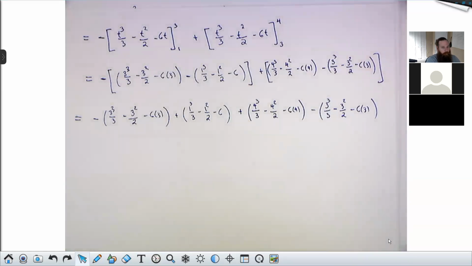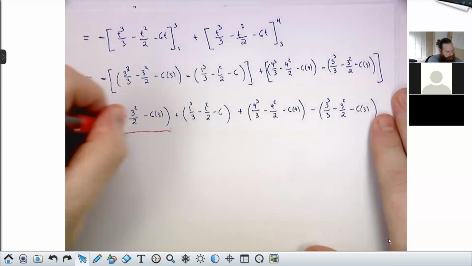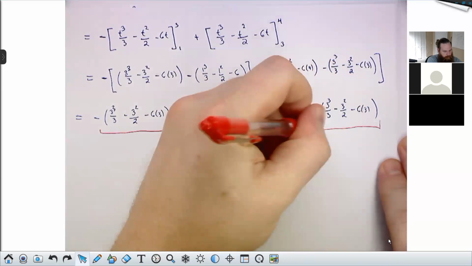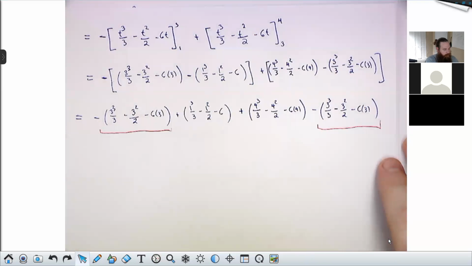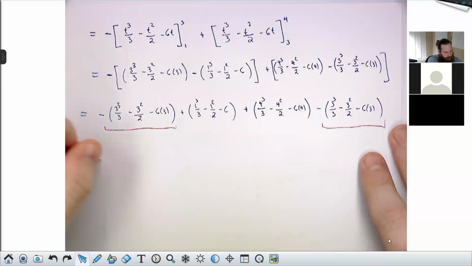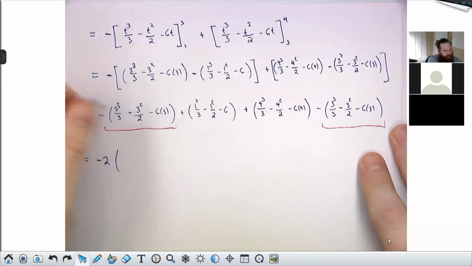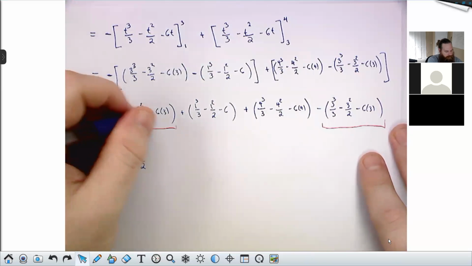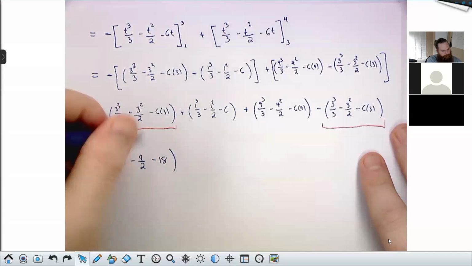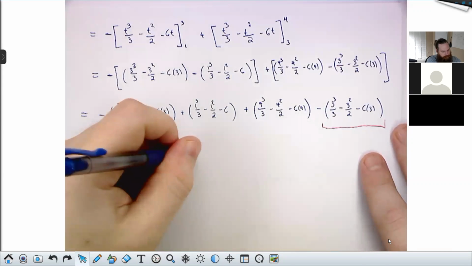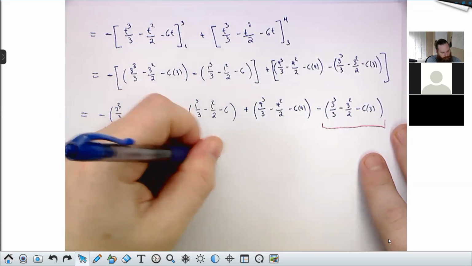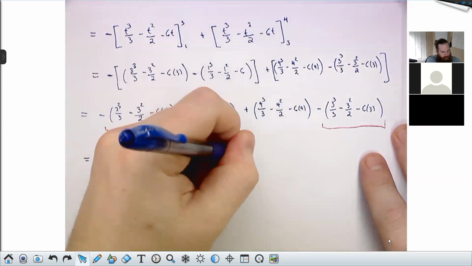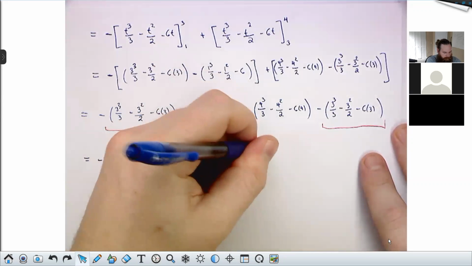So if we want to simplify all of this, you can observe that these two things are identical. You could combine them, and the rest of it you just have to crunch out. So we'll have negative 2 copies of 27 divided by 3 is 9. 3 squared is 9 divided by 2. Minus 6 times 3 is 18. Then you have plus 1/3 minus 1/2 minus 6 plus 4 cubed is 64.